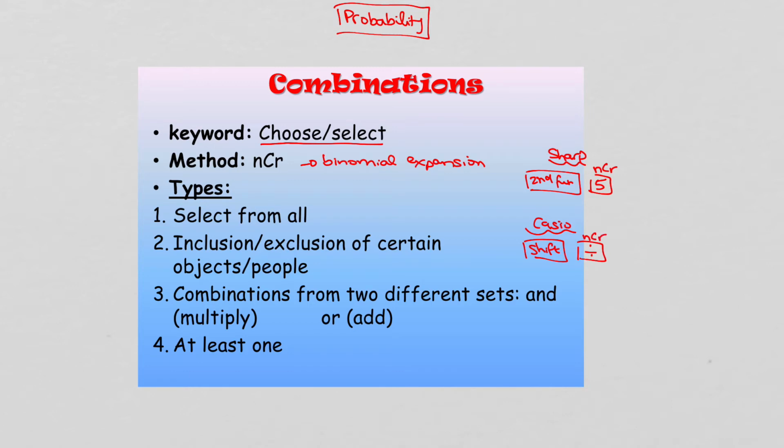There are going to be 4 different types of questions. We're going to select from all, inclusion, exclusion, combinations from 2 different sets, and then at least 1. If we look at the first one, selecting from all: in how many ways can a committee of 5 be selected from 8? We always write down what's n and what is r.